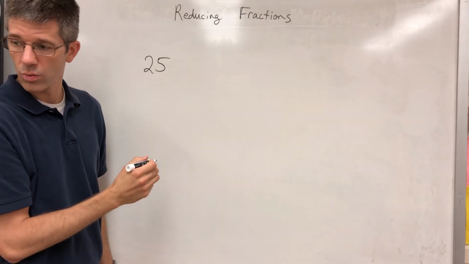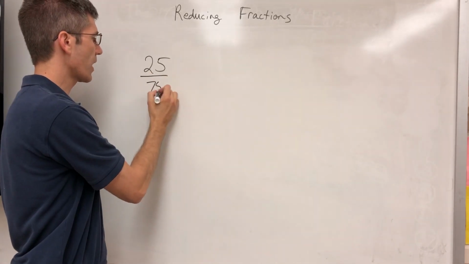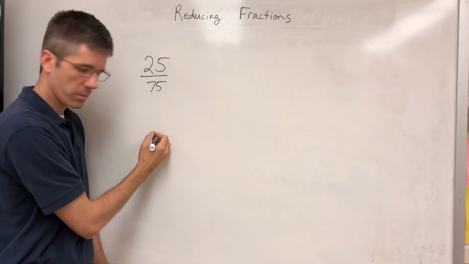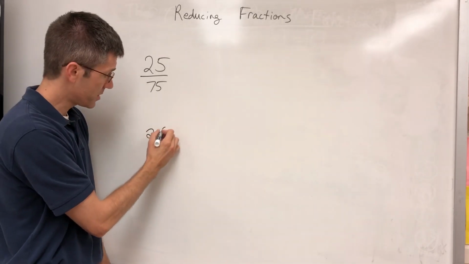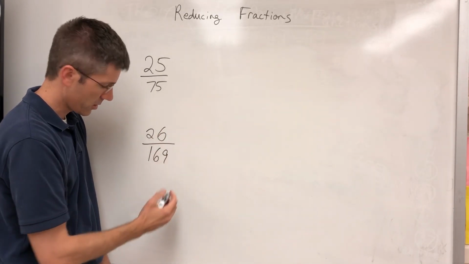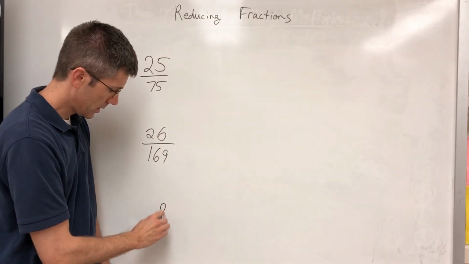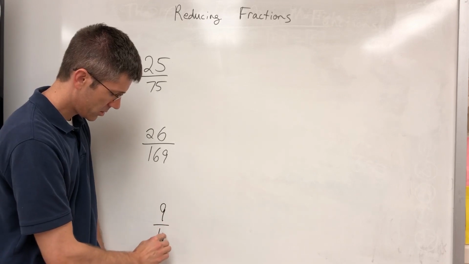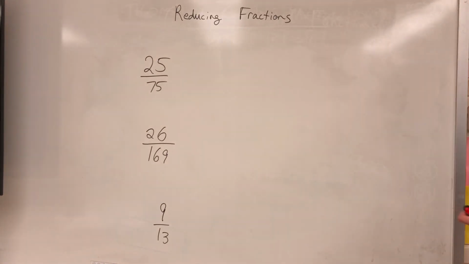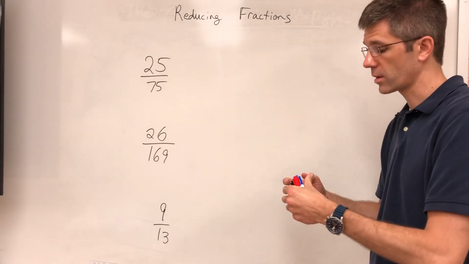All right. 25. Is it 25? I'm looking at my notes. Ooh, that's a good one. 25 over 75. We'll do that one. I'll just put it down here. Next one will be right here. It's going to be 26 over 169. I was trying to cover up that spot on the board. And then 9 over 13. Okay. Let's do them. Or pause it. Try it on your own if you want to.